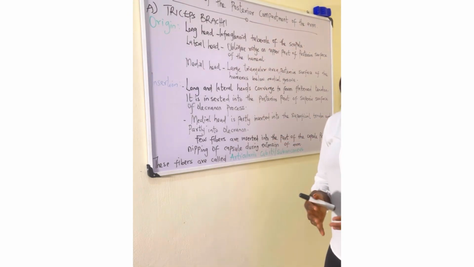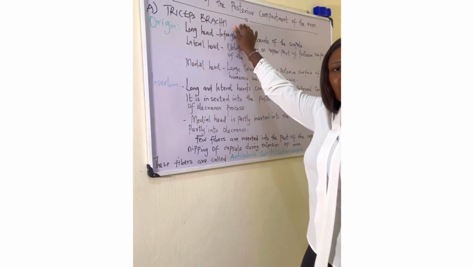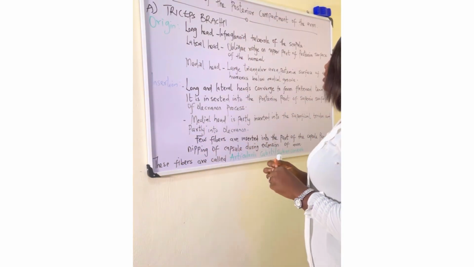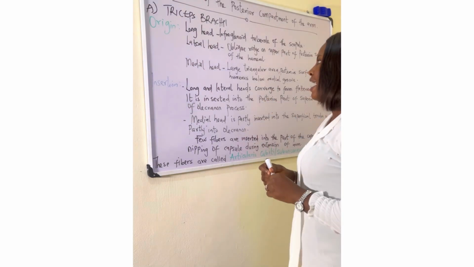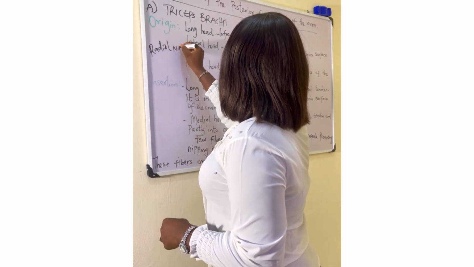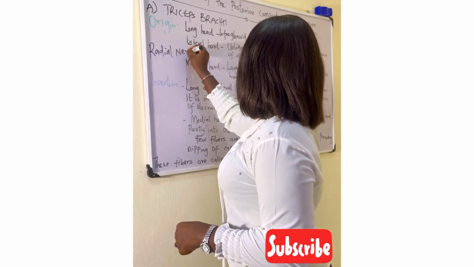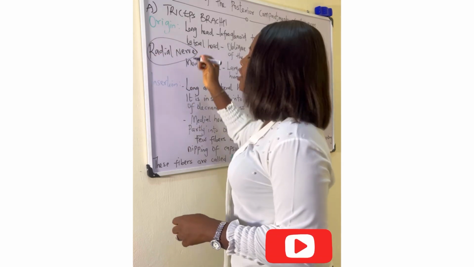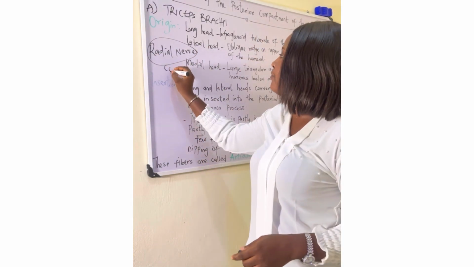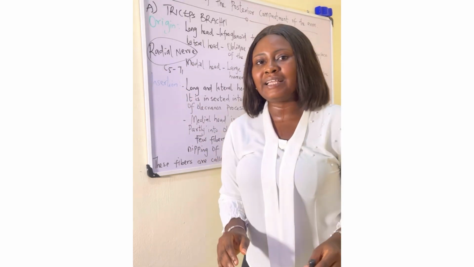So having described the origin and the insertion of the triceps brachii muscle, let's talk about the nerve supply. The nerve supply of this muscle, the triceps brachii, is supplied by what we call the radial nerve. Okay, if you watch my video on the brachial plexus, you'll see that the radial nerve originates from the posterior cord of the brachial plexus, and it has its root value from C5 to T1 of the brachial plexus.